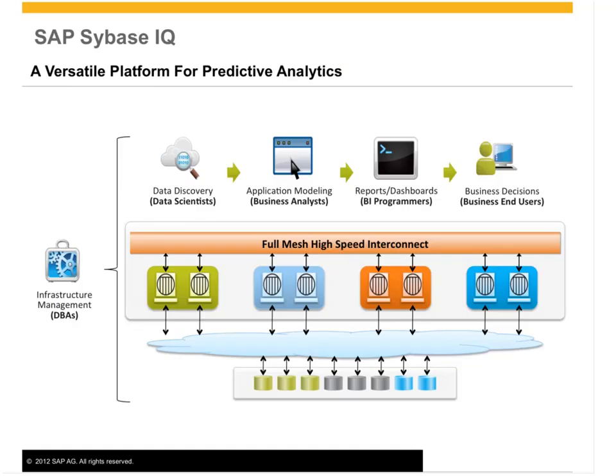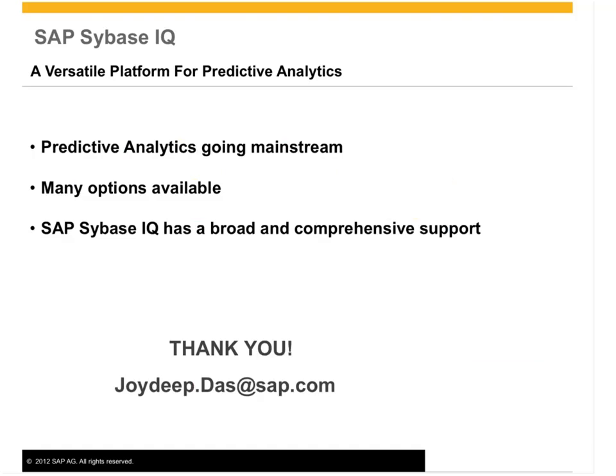So to wrap it up, we have a platform that is able to do a lot of versatile predictive analytics. You have various user communities, from data scientists to business analysts to BI programmers, who can collaborate and yet work on their problem sets with their own resources through this elastic framework, MPP columnar DBMS, and able to get the results that you need for predictive analytics.